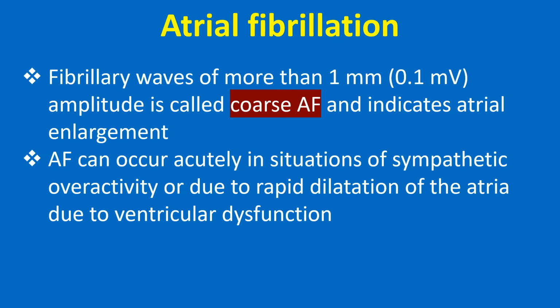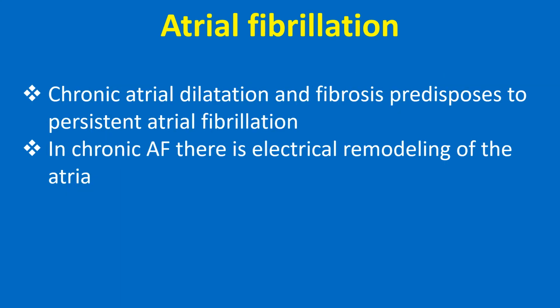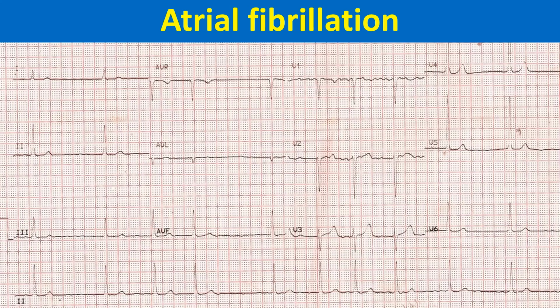AF can occur acutely in situations of sympathetic overactivity or due to rapid dilatation of atria due to ventricular dysfunction. Chronic atrial dilatation and fibrosis predisposes to persistent atrial fibrillation. In chronic AF, there is electrical remodeling of the atria. ECG showing atrial fibrillation with slow ventricular rate.